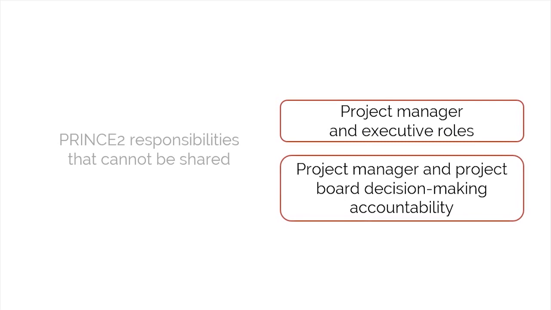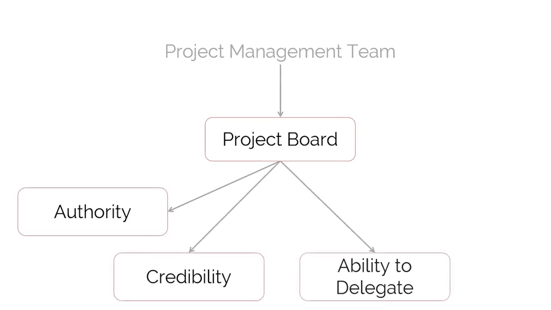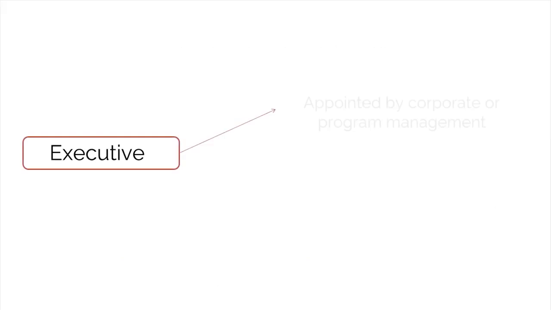Now, let's discuss what constitutes an effective and efficient project board. An effective project board should display 4 key characteristics: authority, credibility, ability to delegate, and availability. It's good practice to keep the size of the project board as small as possible. We will continue our look at the project management team by exploring the role of an executive. The executive is appointed by the corporate or program management during the pre-project process of starting up a project.